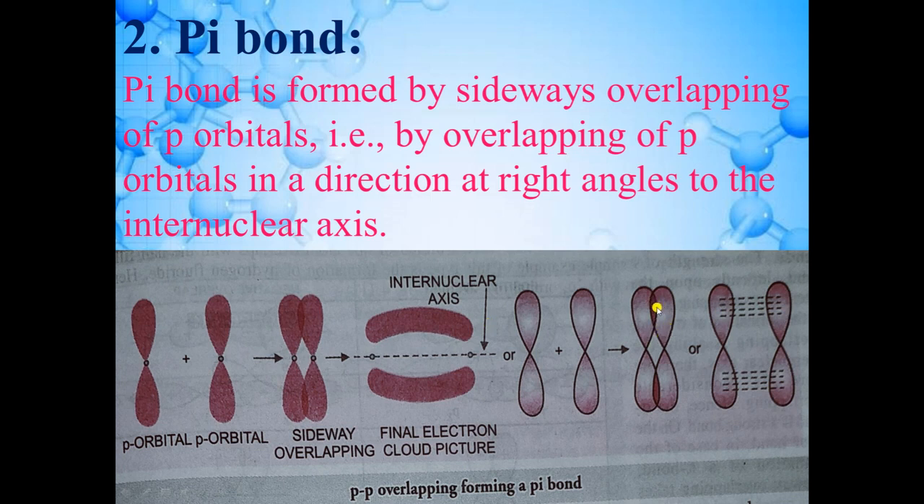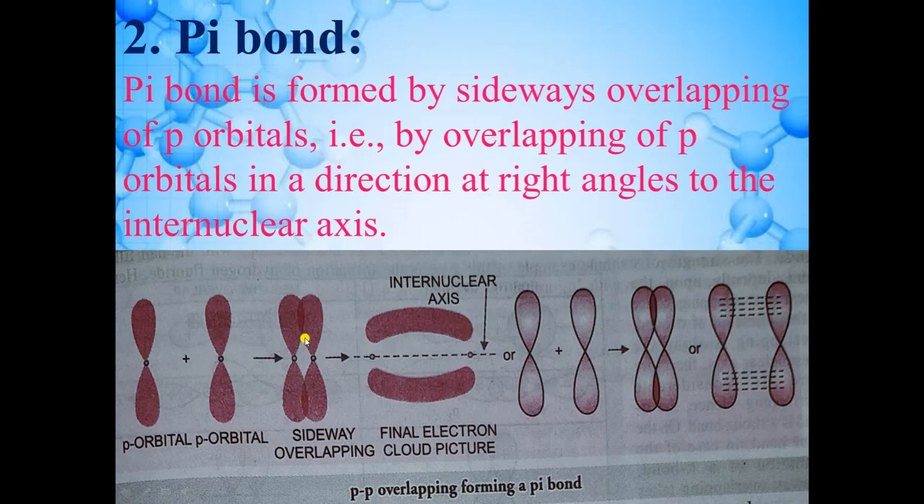If orbitals are far from each other and you cannot show the overlapping in your notebook, then the easiest way is to show the overlapping by these dotted lines. This is also the overlapping, this is also the overlapping. So it is represented in this way also.